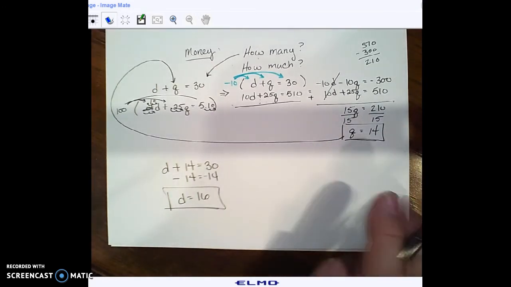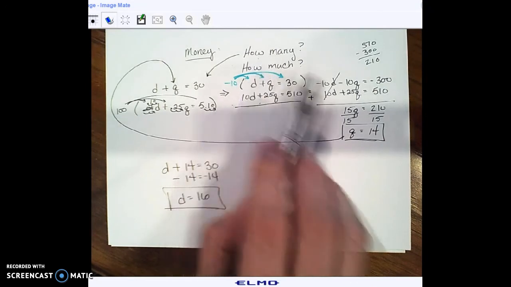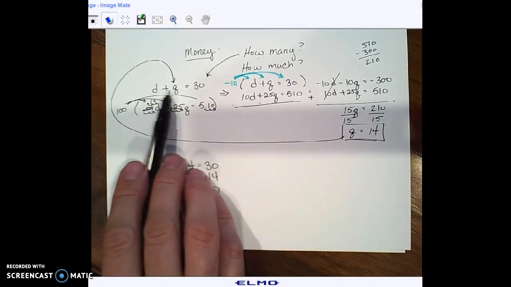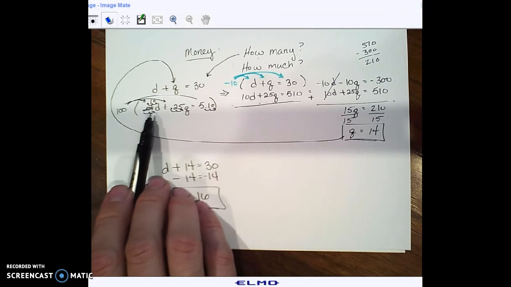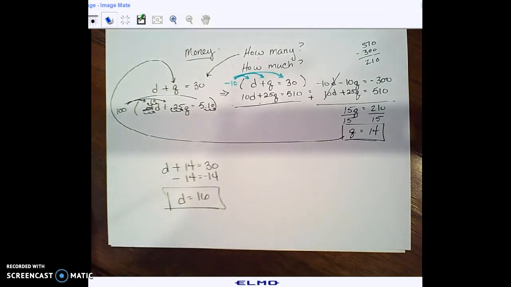That answers my two questions, how much and how many. And I know that if I have a number of dimes plus a number of quarters equal to 30, and those coins are worth 510, I can solve that for the number of dimes and quarters that I've got. And that will work for any money question throughout this section.